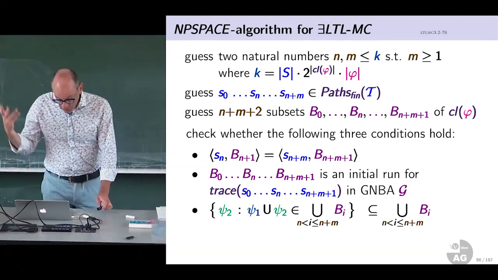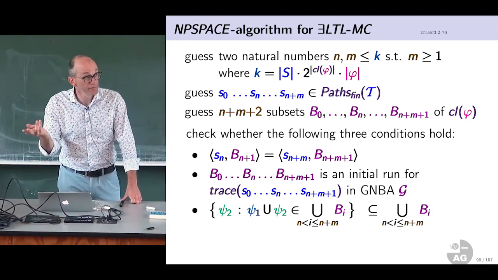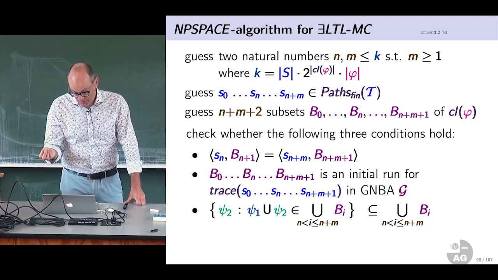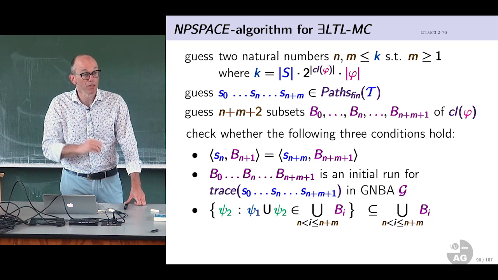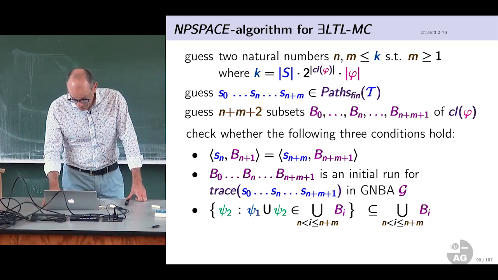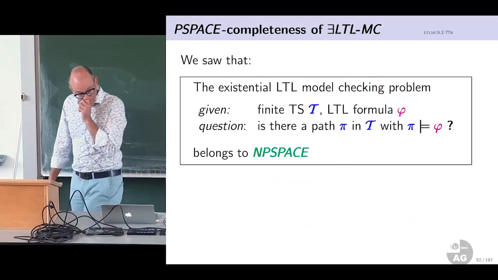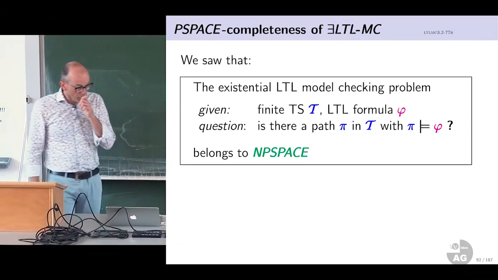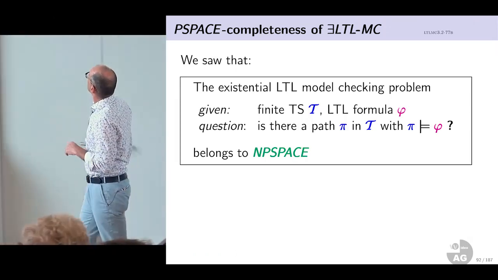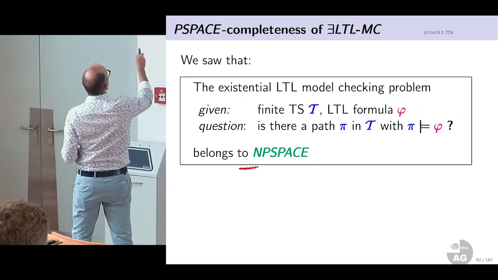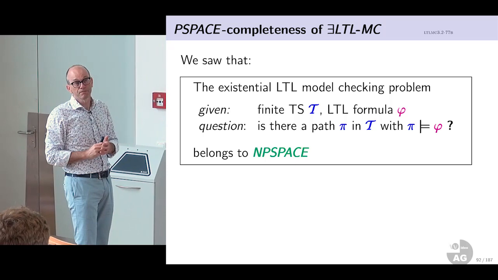So the checking is not the hard part. What is important is the way that you see how I guess. So I really exploit the fact that PSPACE is the same as NPSPACE, and this helps me to get the proof. Good. Okay. So what is the conclusion of all these details about guessing and so forth? We now know that the existential LTL model checking problem belongs to NPSPACE, and that's the same as PSPACE, so it belongs to PSPACE.